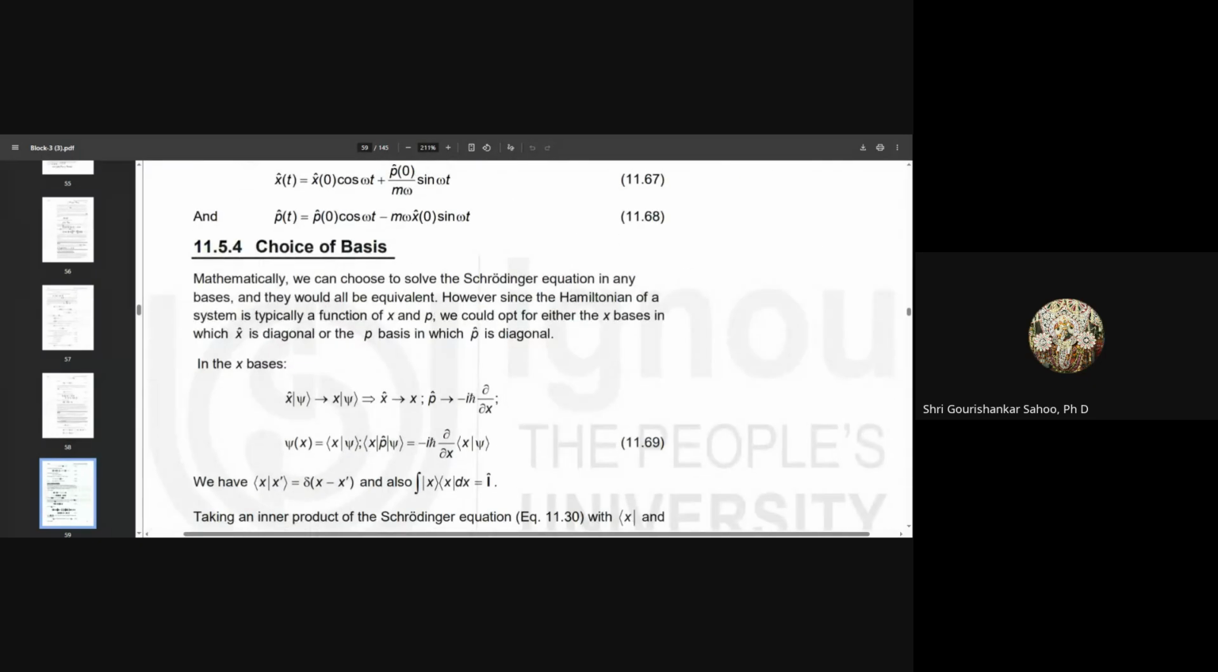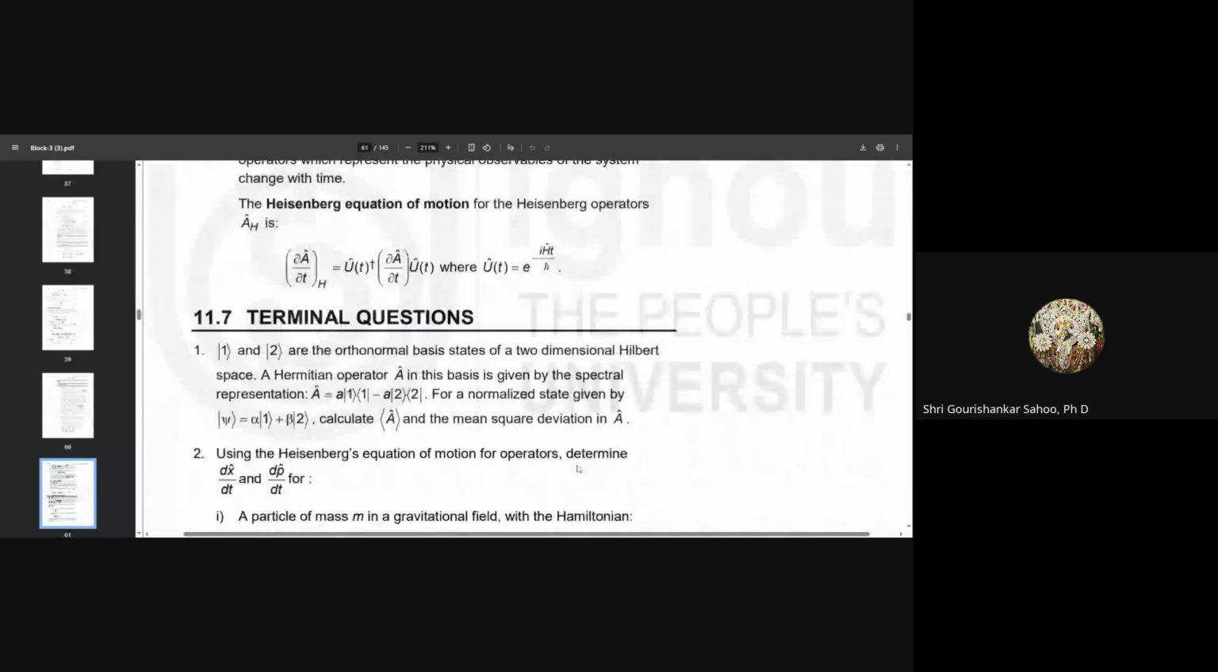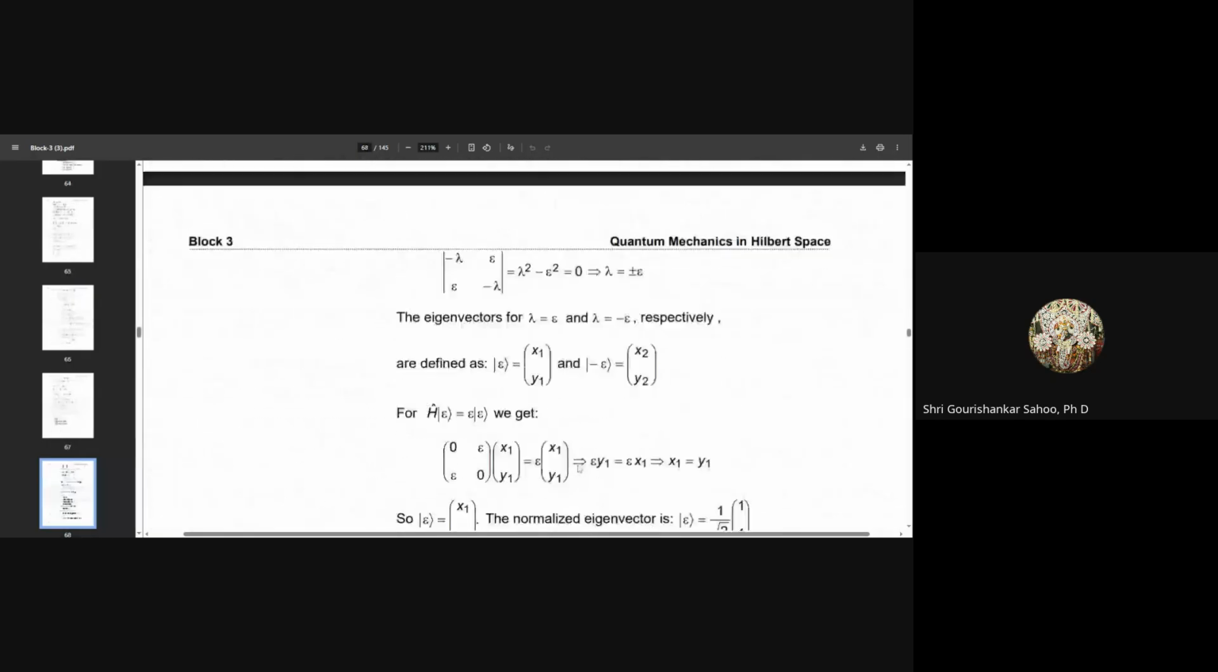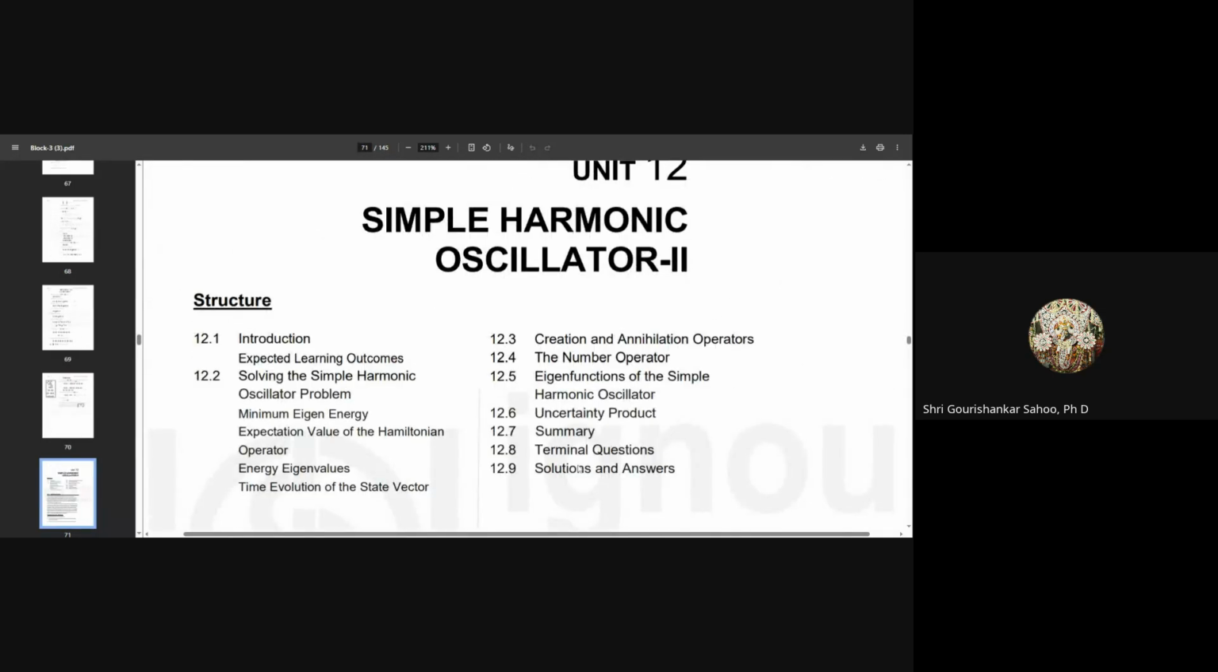Okay. Then you have the choice of the basis. And these are the worked out problems. You can go through it.